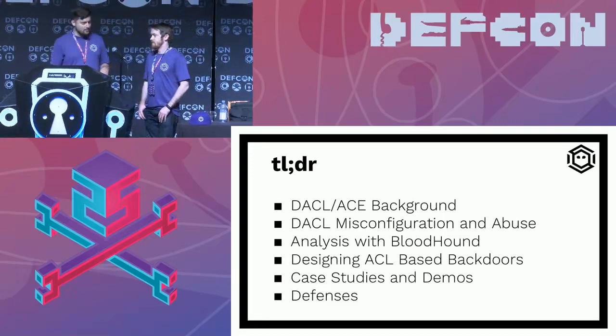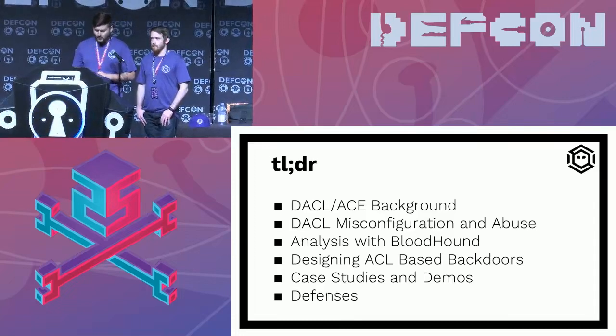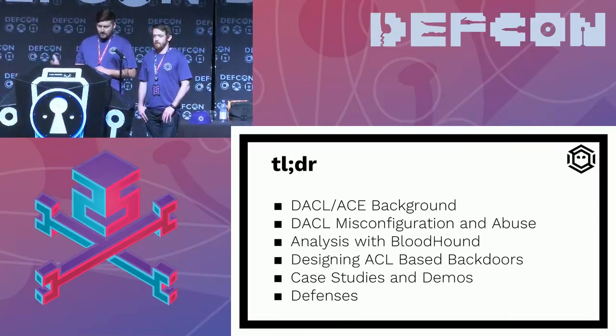All right, so I'll give you guys a quick TLDR: where we are now, where we're going to be, and where we're going to wind up. First, we're going to talk about DACLs and ACEs, what these are, how they work, why they matter. We're going to look at typical misconfigurations and how we can abuse these misconfigurations. We'll look at how we can analyze this stuff easily with BloodHound from offensive and defensive perspectives. We will look at designing ACL-based backdoors, and then we're going to show you some demos, some examples, some case studies, and then finally at the end, we're going to talk about what we can actually do about all this as defenders.